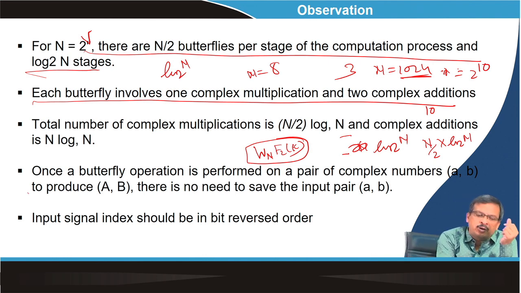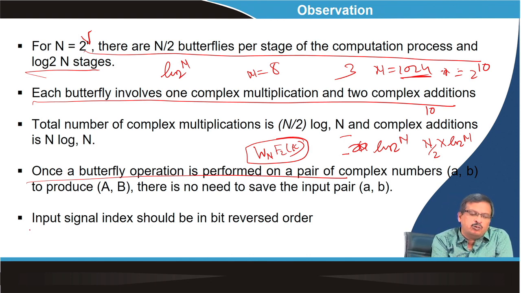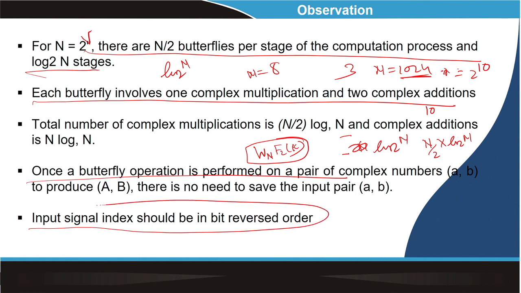Now, once one butterfly operation is performed, the output can be stored in the input. Another point is that the input signal index should be bit reversed. In the next lecture I will explain the meaning of bit reversal.